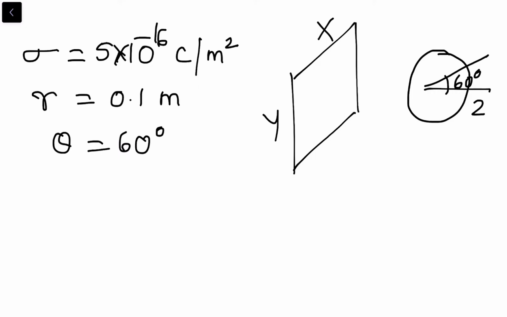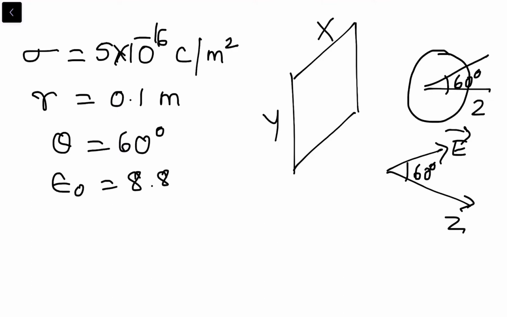That means the electric field and the normal to the area are separated. If this is the electric field because of the sheet in the xy plane, and this is the normal which makes an angle 60 degrees with the z-axis, then the angle between them is 60 degrees. That is what we have to understand now. Then we have to know the value of epsilon naught. We already know it is 8.85 into 10 to the power of minus 12 coulomb square per Newton per meter square.